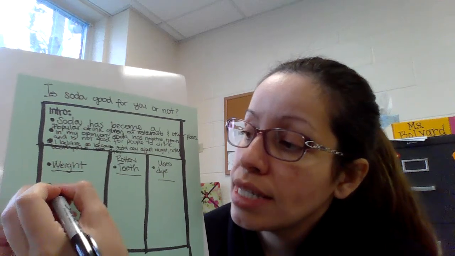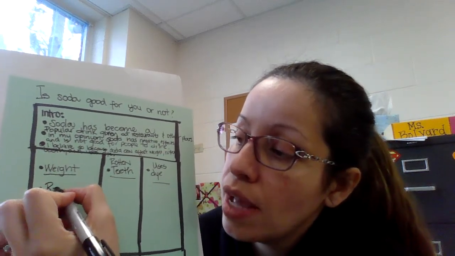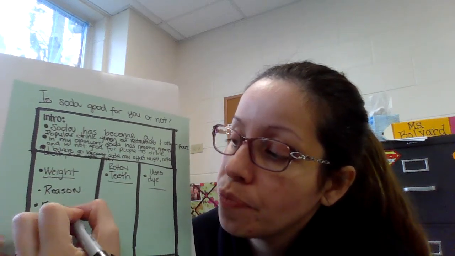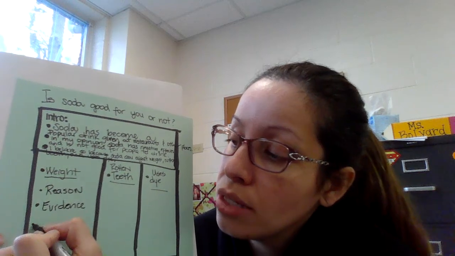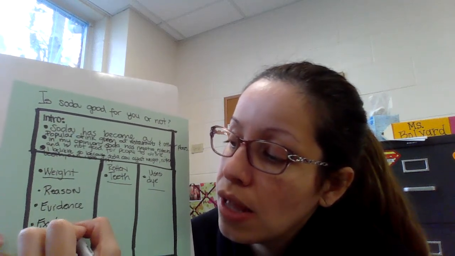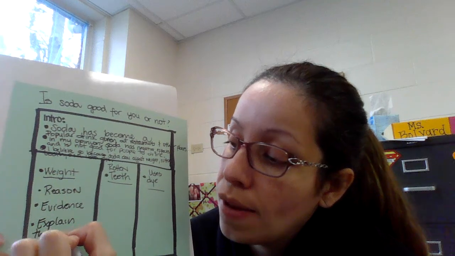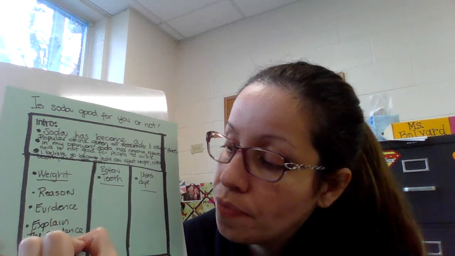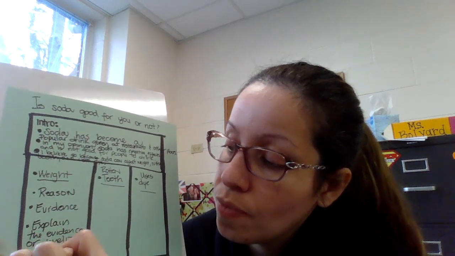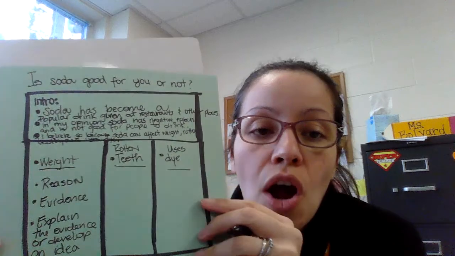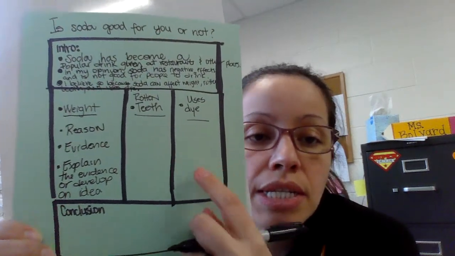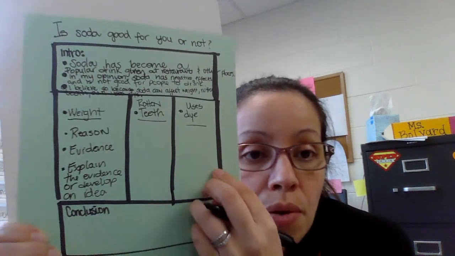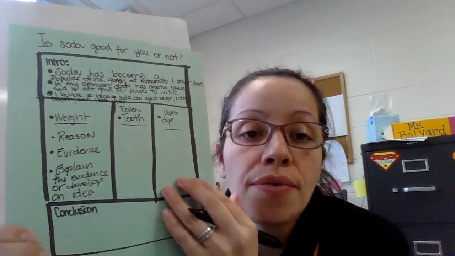I want to make sure that I state the reason. So I have to have a reason. I need to have evidence. And I need to explain the evidence or develop on the idea. So I got to do that for all three. So I got to have a reason, evidence, and explain the evidence or develop the idea. That's what really is going to develop my paragraph. So I need to do that for everything.